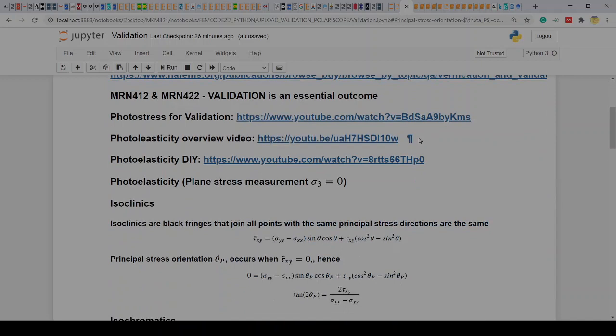Okay, so validation is an essential outcome for a research project in your fourth year. So that's critical. And what I would like to just expose you to is one of the oldest techniques for validation of FEM. It allows you to have full field stress estimates, and that's called photoelasticity or photostress. So there are a couple of names for that.